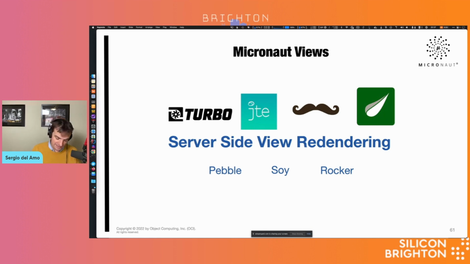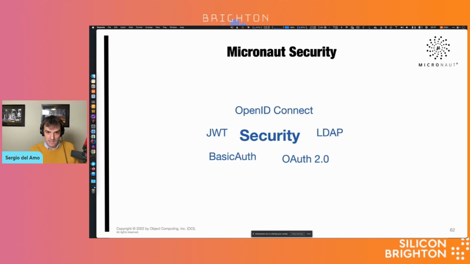And we have even integration with Turbo, which is one of the technologies in the Hotwire umbrella. And using Turbo in a Micronaut application, we have some extra notation that will make your life a little bit easier. In terms of security, we have a great module called Micronaut Security. We support almost everything that you can imagine.